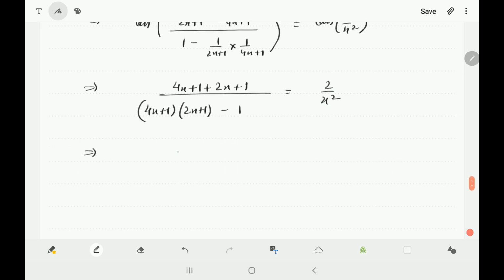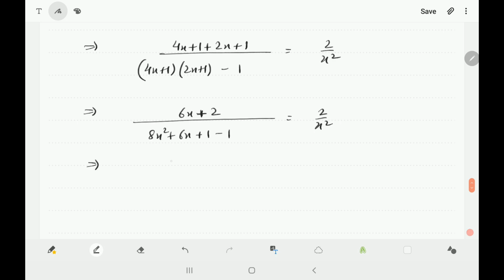So now we will have 6x plus 2 divided by, will be having 8x square plus 6x plus 1 minus 1. This should be equal to 2 divided by x square. So once we cancel out 2 from the numerator, you will have 3x plus 1 upon 8x square plus 6x. This should be equal to 1 by x square.